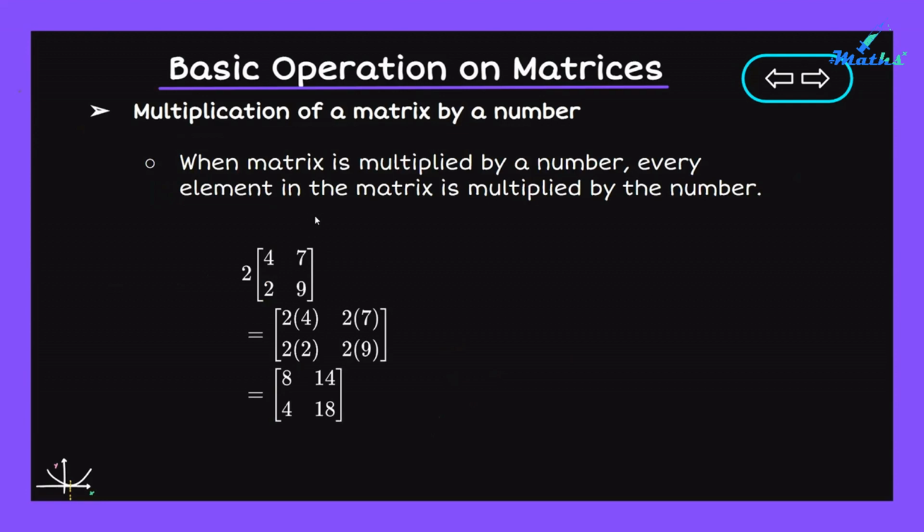Multiplication of a matrix by a number. When a matrix is multiplied by a number, every element in the matrix is multiplied by the number. So for this one, every element needs to multiply with 2. So 2 times 4, 2 times 7, 2 times 2, 2 times 9, we get 8, 14, 4, 18.